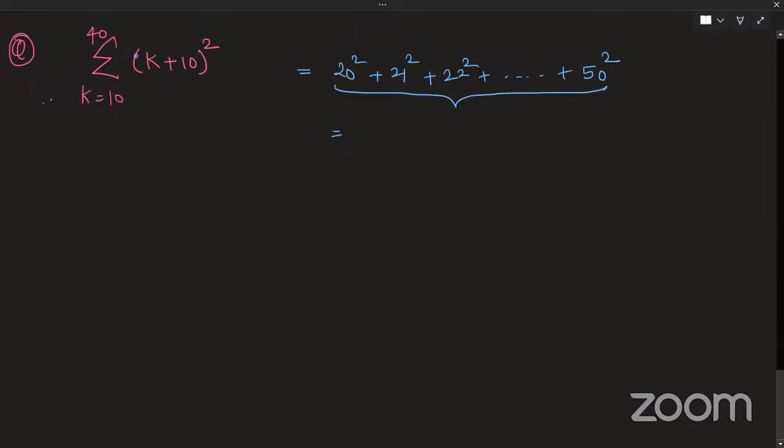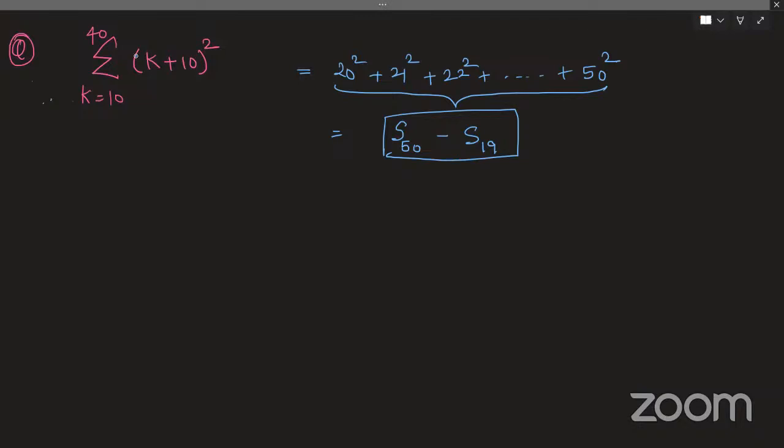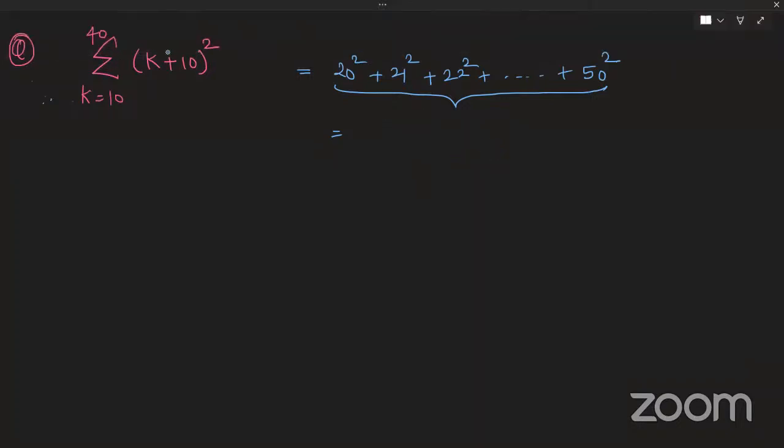You can just do it because it is sum of squares up to 50 minus sum of squares up to 19, correct? Right, everyone? Sorry, I didn't get your point. Explain once, sir. Means 10 square?